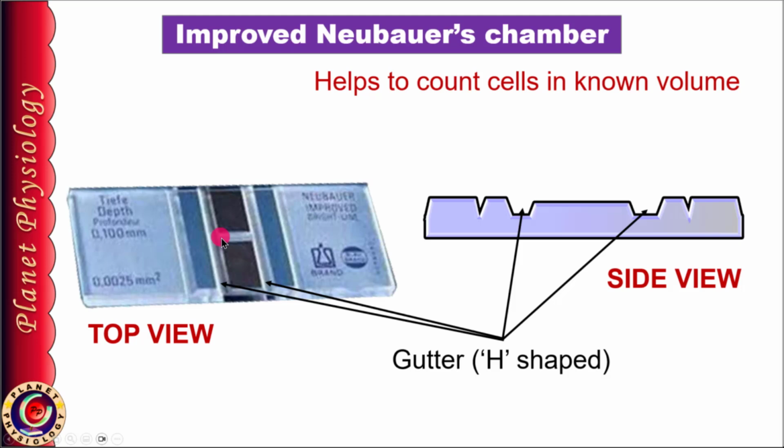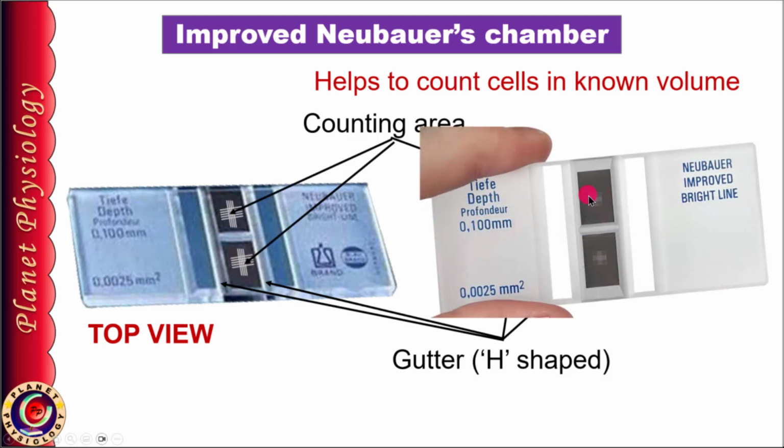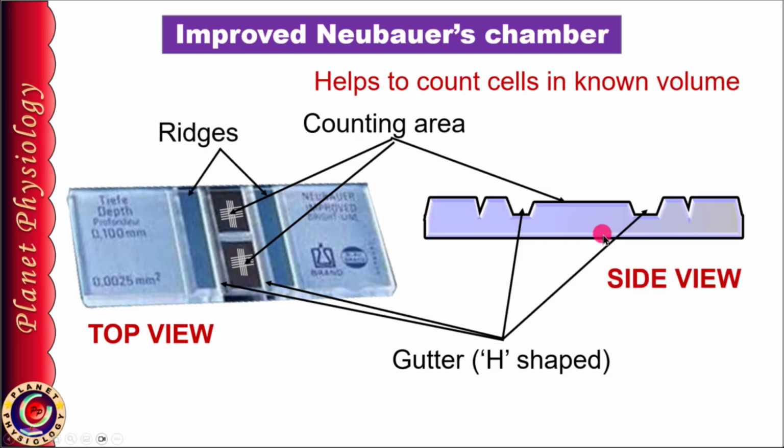Separated by horizontal groove, you shall find two shiny rectangular surfaces in the center of the chamber. These are the cell counting surfaces. If you look closely against the light, you will notice a grid in the shape of plus sign. This is the actual cell counting area. As you can see in this side view, this is the central counting surface and these are the gutters.